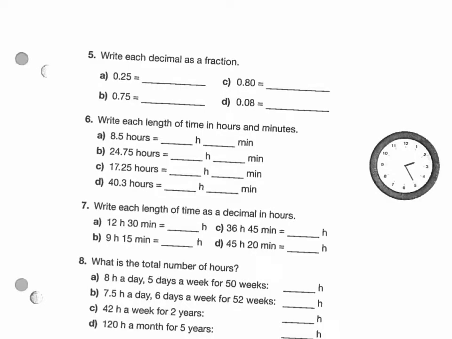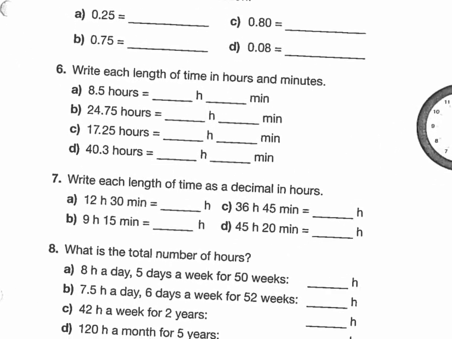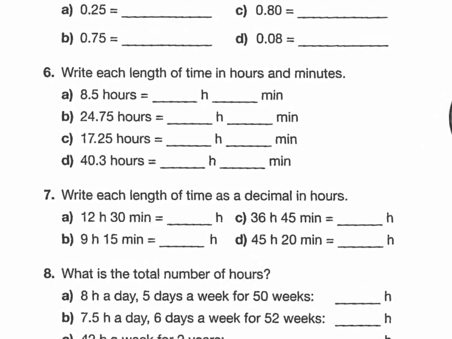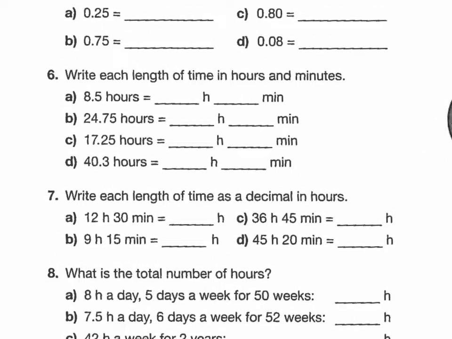Okay, next page. Write each decimal as a fraction. This is for you to work on. I'll give you a couple tips here. The first one, think about it in terms of out of 100. So 0.25, if we multiply that by 100, you'll get something like 25 over 100. That's the same thing like we were doing for the percent. So you can try the next three.